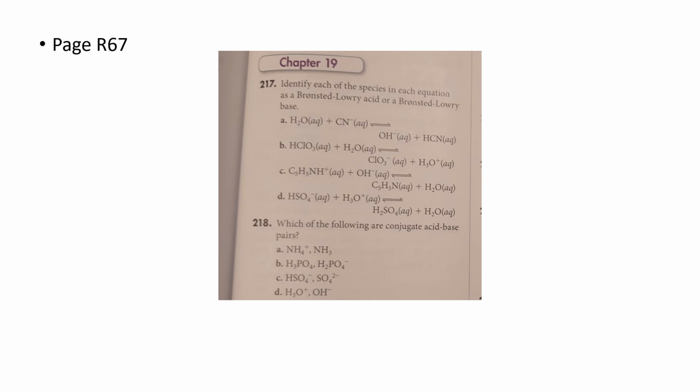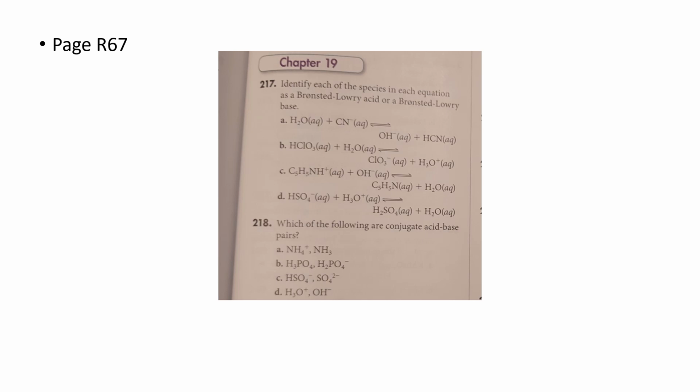And the first one says identify the species in the equations that are Bronsted-Lowry acids and Bronsted-Lowry bases. So remember, our acids are going to be proton donors. Our bases are going to be proton acceptors. So if we look at part A, in this case, water on the other side of our arrow is going to become hydroxide. So water has donated a proton to create hydroxide. Cyanide accepts that proton. So water is our acid, cyanide is a base.